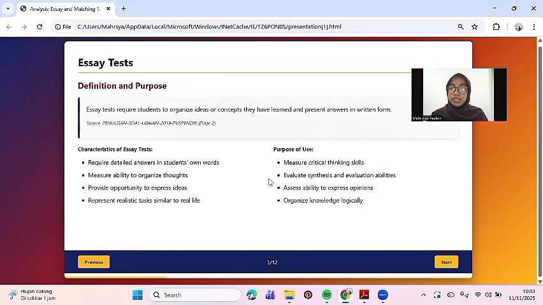They also help teachers to evaluate how students can combine and evaluate information, express their opinions, and present knowledge in a clear, logical way. So, essay tests are an authentic form of assessment because they simulate real-world situations, where people must organize and communicate their ideas effectively.